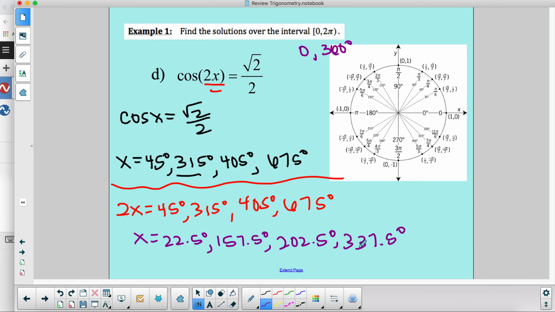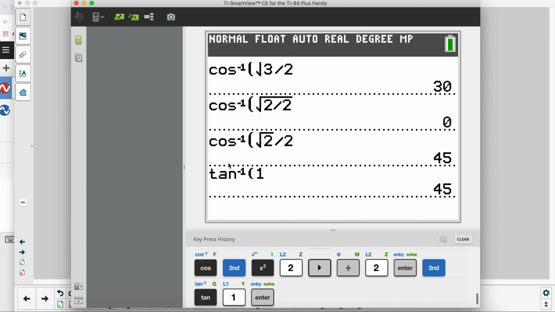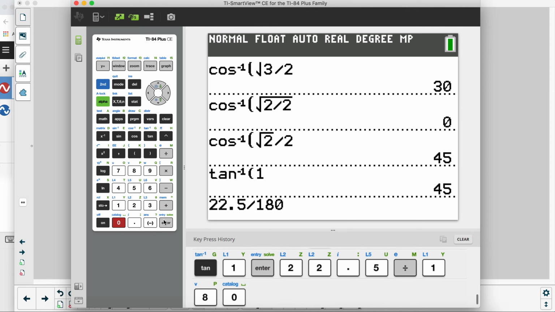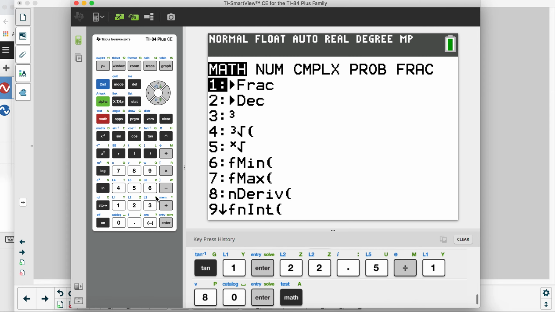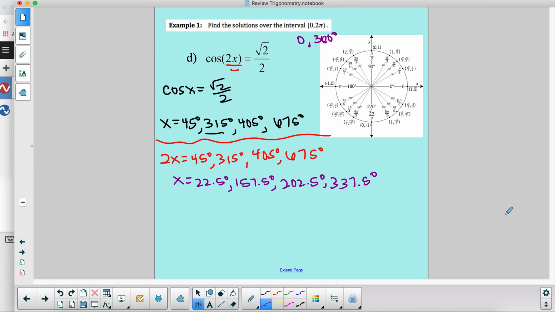Now what I need to do is convert them into radians. So I would divide them by 180 and then put them into a fraction. Let me work through the first one for you: 22.5 divided by 180. Then we go math frac, and I get 1 over 8. So x equals 1 over 8 pi, or pi over 8.